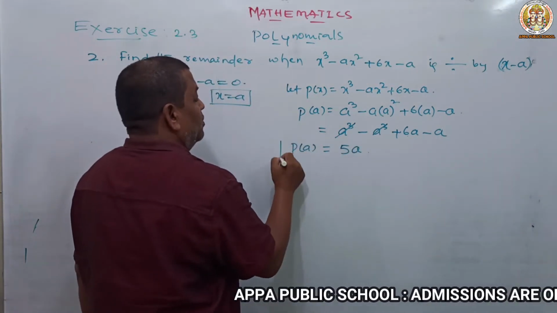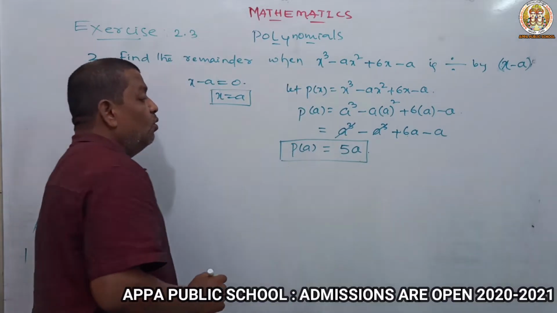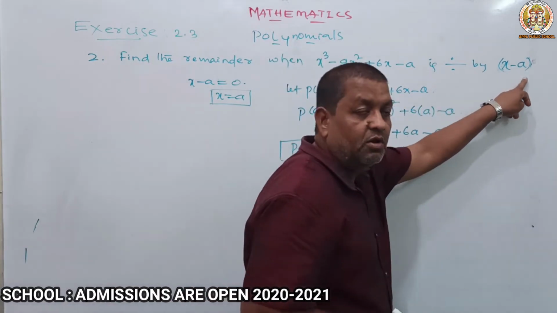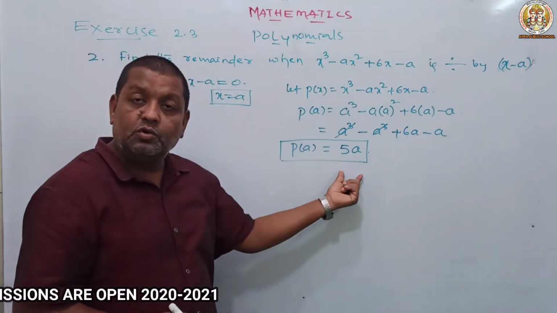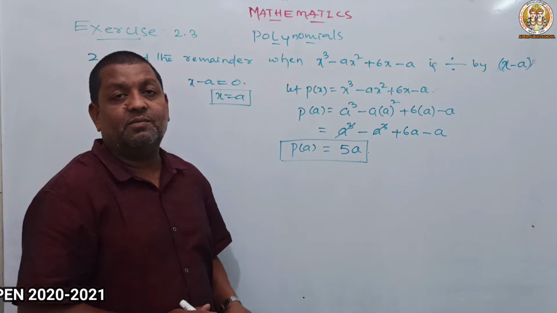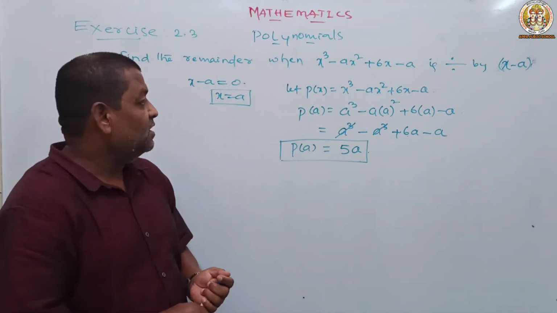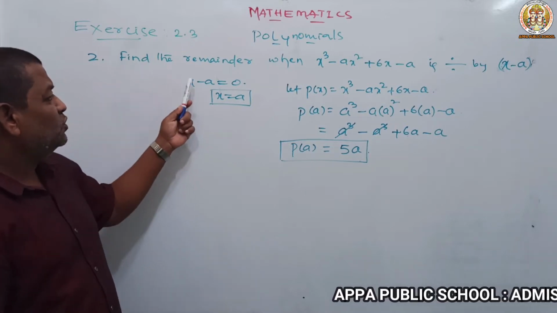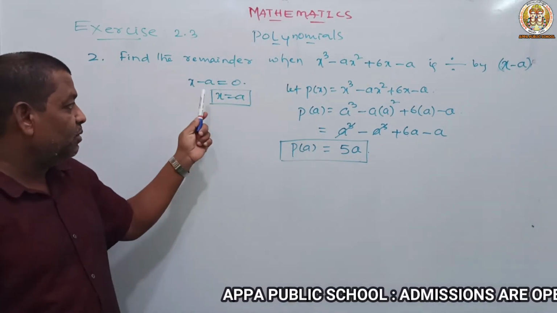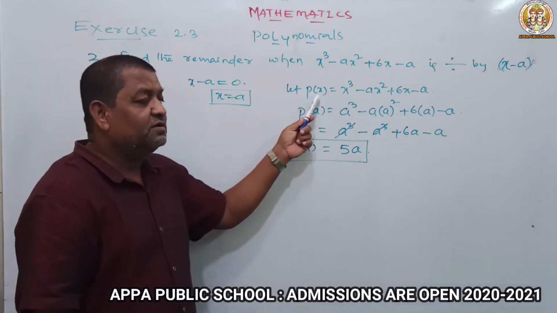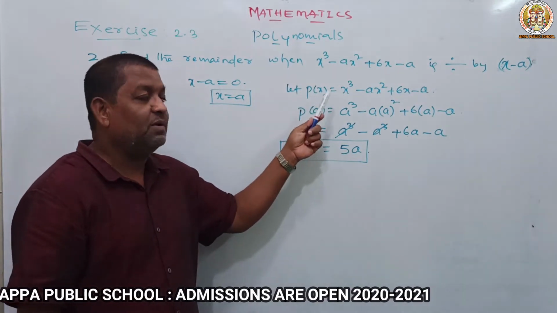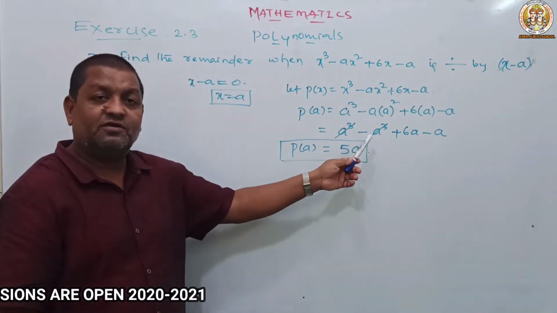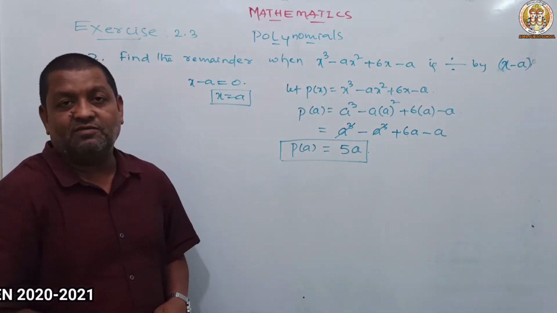So what is the remainder when the polynomial is divided by this linear polynomial? That means p of a is equal to 5a. So this is the remainder of this sum. Very simple. Let me tell what we need to do. We need to equate the linear polynomial to 0 and get the value of x. Afterwards, substitute in the given polynomial in the place of x, a. Then a little simple simplification is done, and afterwards our answer is ready.